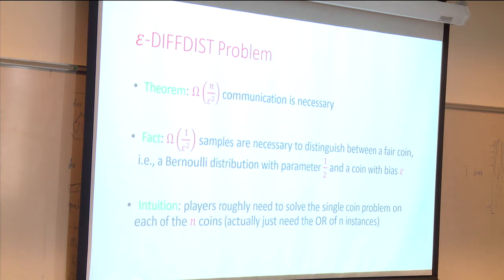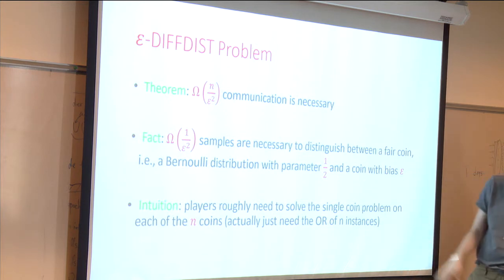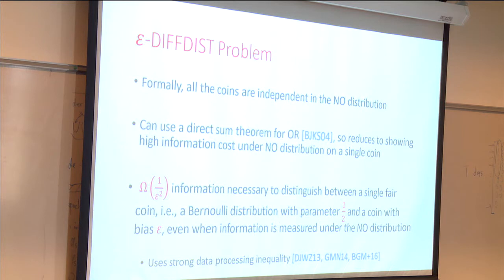And you should think that this is a natural bound to expect. I mean, again, we need 1 over epsilon squared samples to distinguish between a fair coin and one with bias epsilon. So that's kind of like one column of this matrix. And the intuition is the players roughly need to solve this single coin problem on each of n columns. Okay, it's not precise because really what they're solving is the OR of the n columns, but that's just as hard. So formally, the way to prove this is using information complexity.